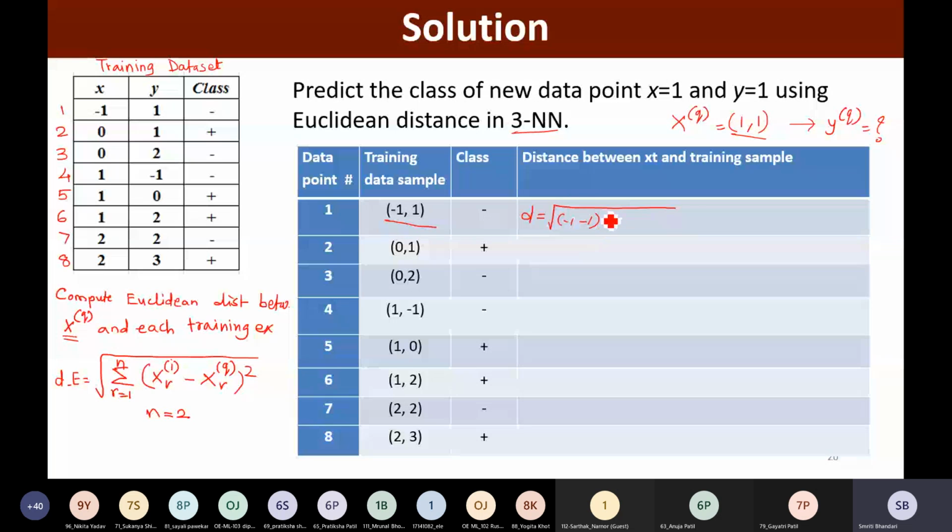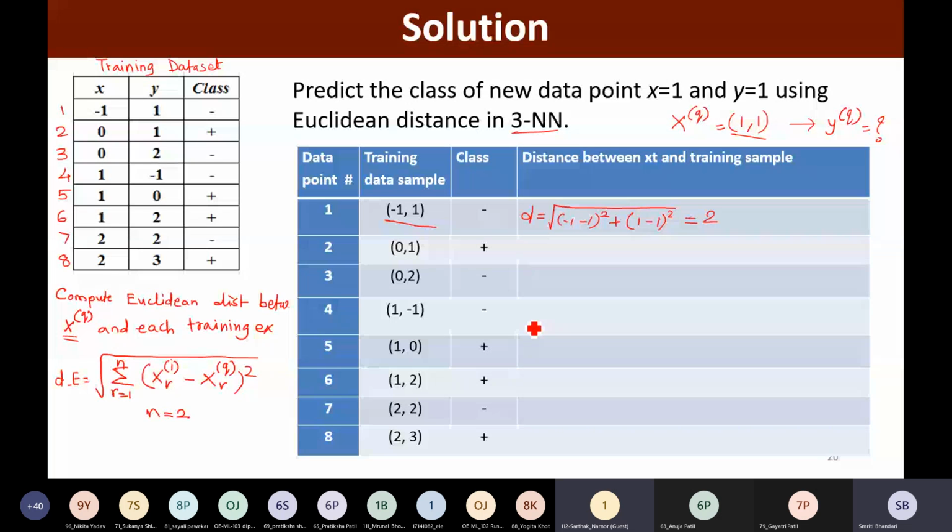So -1 minus 1, square, plus the second feature of the ith sample, that is 1, minus the second feature of xq, that is 1, square. So what will this give me? -1 minus 1 is -2, whole square, so it is 4. 4 plus 0, and square root of that. So this distance is equal to 2.